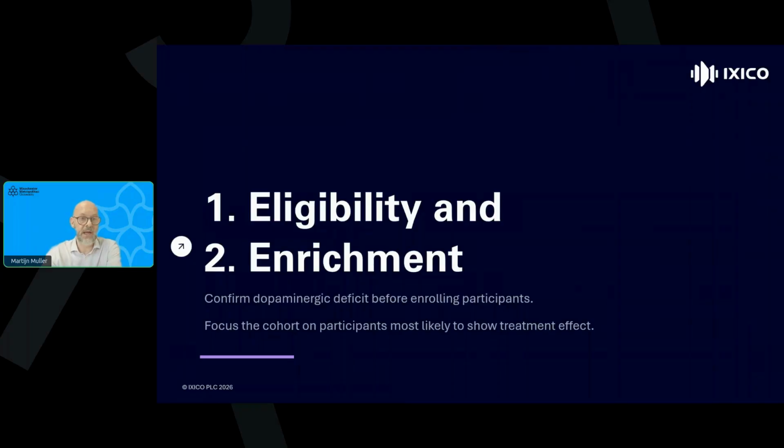So I merged together eligibility and enrichment. Eligibility is the most universal application of neuroimaging, both for nuclear medicine techniques as well as MRI. And enrichment selects the right patients, typically those with active measurable disease in the target pathway. Next slide, please.